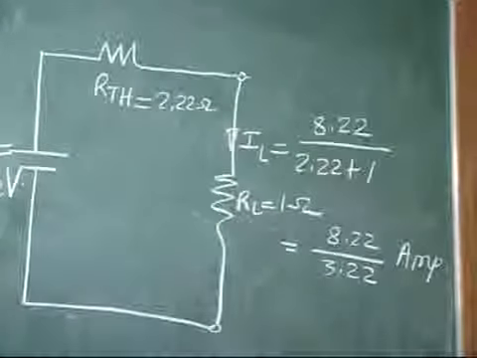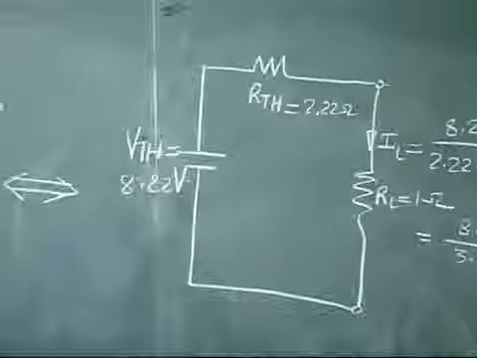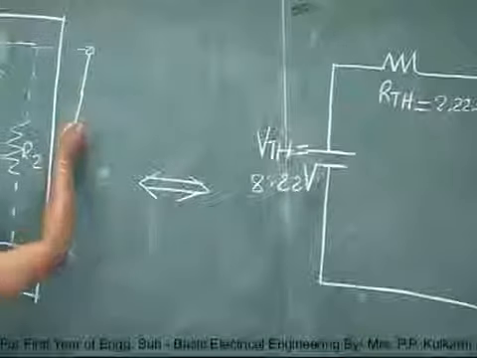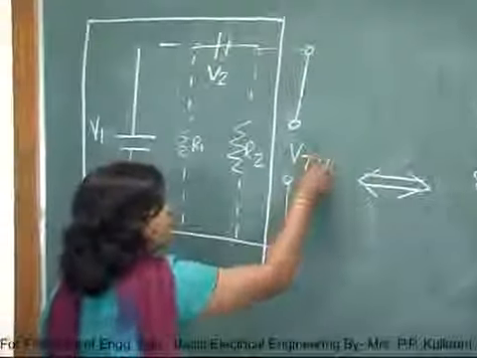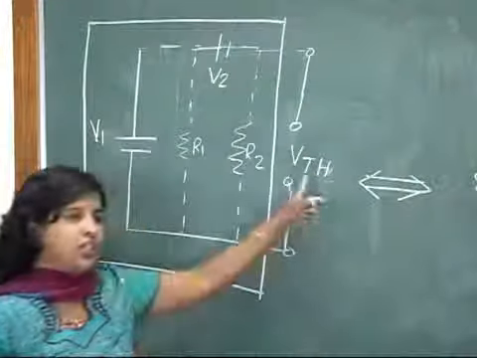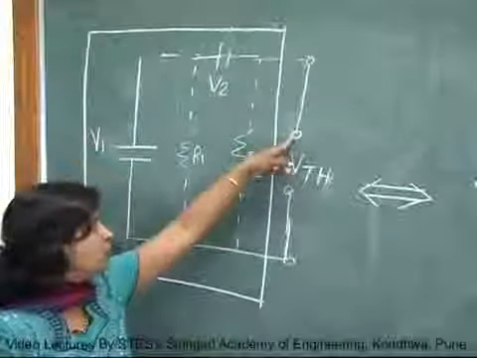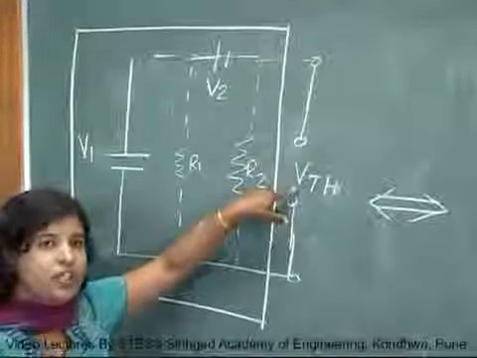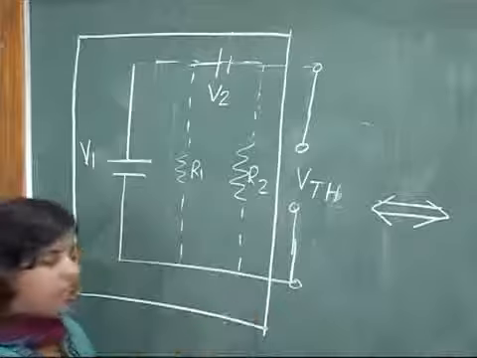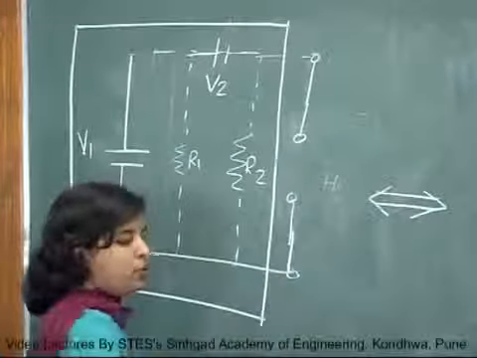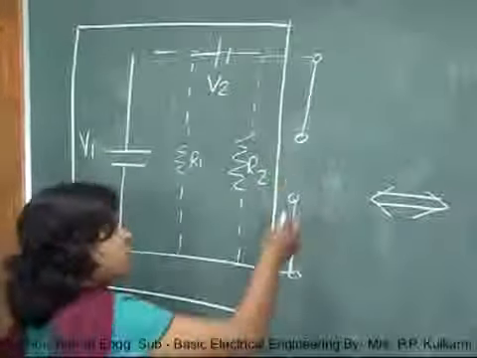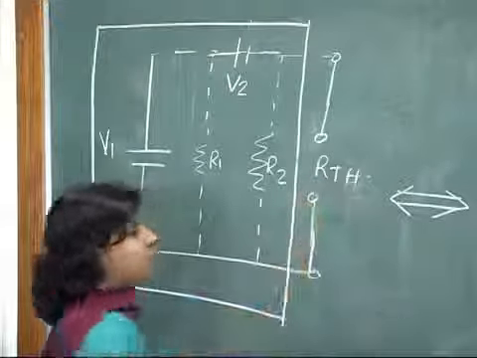Where, what is VTH? VTH is the voltage measured across the 2 terminals of the network from where RL is removed. So if I remove RL from the circuit and measure the voltage across these 2 terminals, this becomes VTH. And what is RTH? RTH is the equivalent resistance of the network viewed through the same 2 terminals from where RL is removed. So we measure RTH across these 2 terminals.